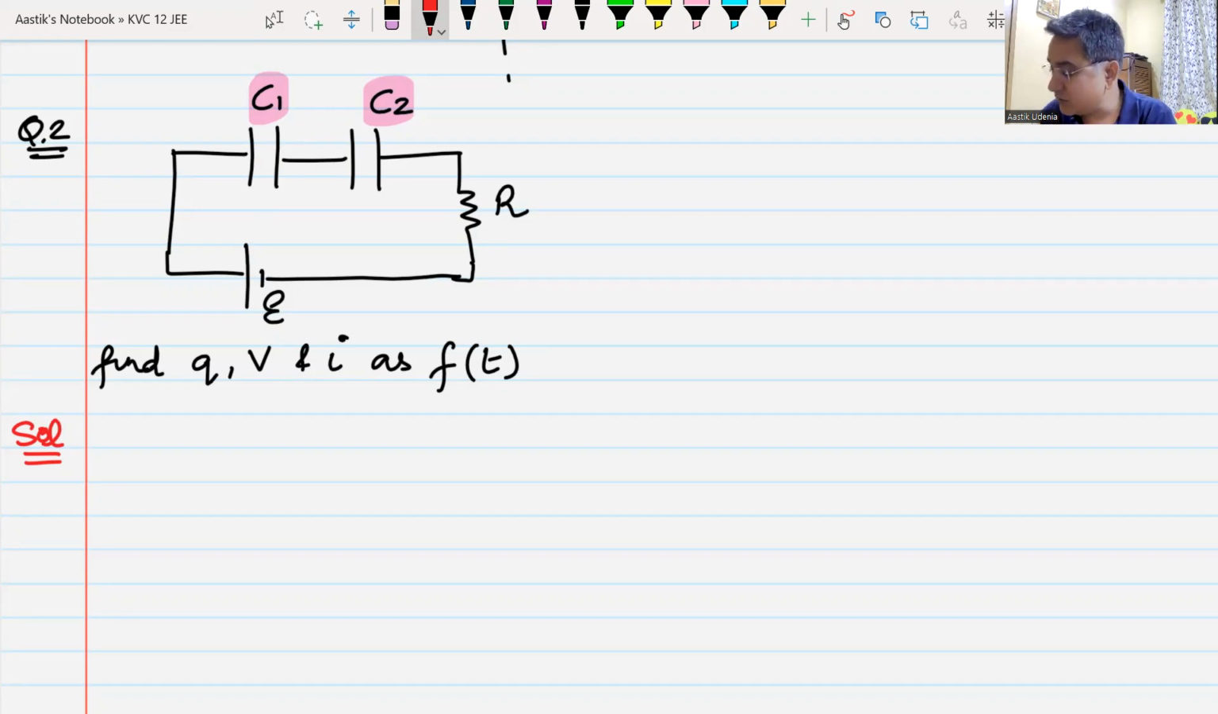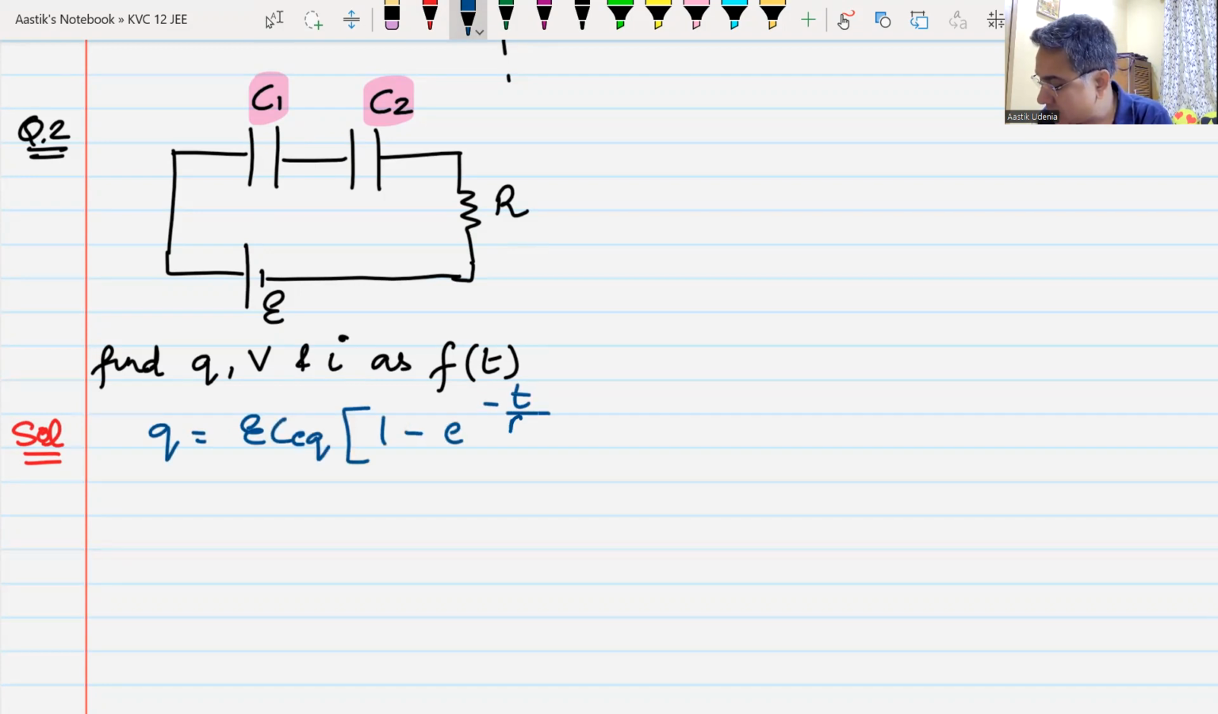I'm going to write the charge on both the capacitors together. Q will be equal to E multiplied by the equivalent capacitance, C equivalent, into 1 minus e to the power minus t by R into C equivalent. And you must remember, what is this C equivalent equal to? Anyone?